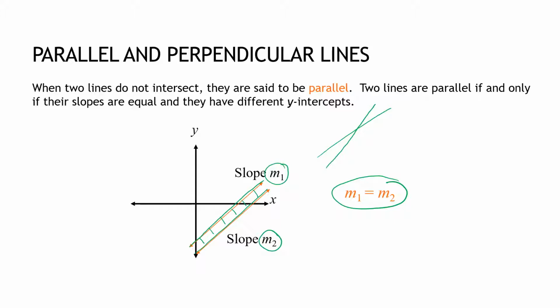So parallel lines have the same slope. This will be important if we're going to write an equation using parallel lines, because we will already know the slope if we know the slope of one line.